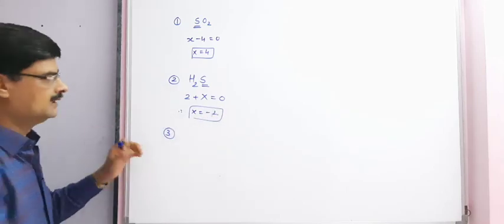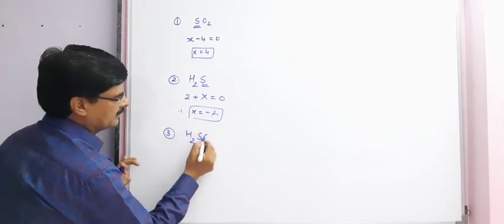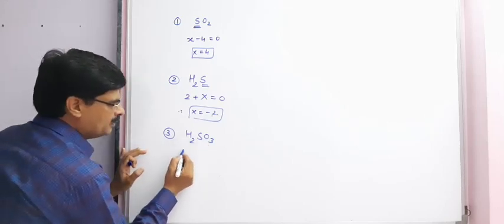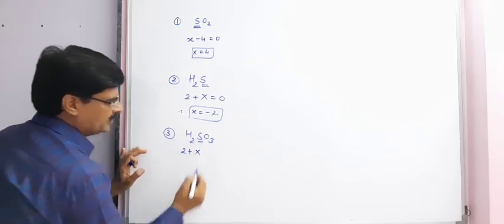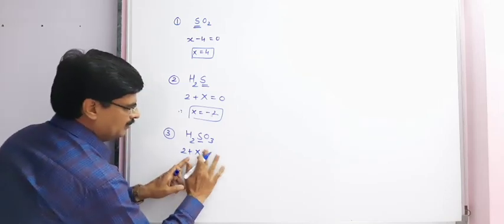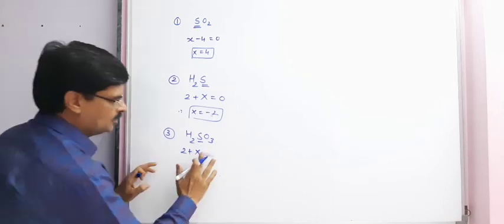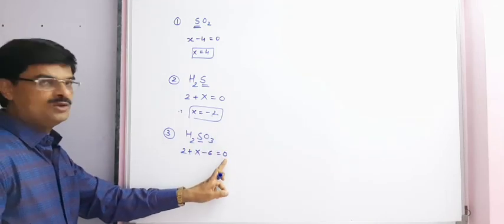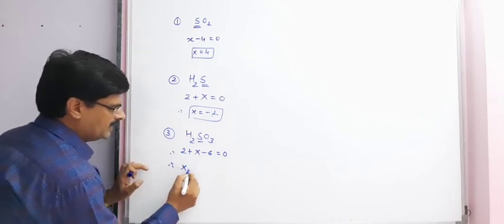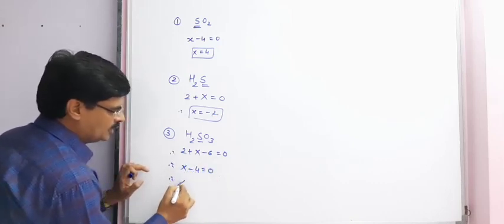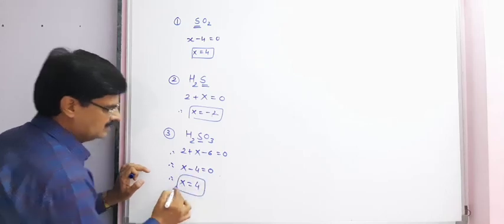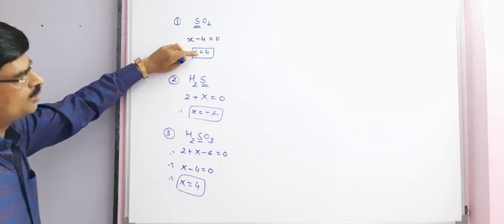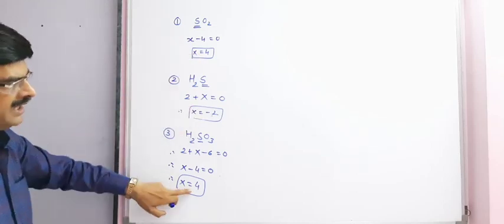Third example, H2SO3. Taking hydrogen to be +1, we get 2, plus for sulfur, say X. For each oxygen it is -2, so 3 times 2 is 6. Overall charge is equal to 0. So from this, X minus 4 is equal to 0. X is equal to 4. So the oxidation state or oxidation number comes out to be 4 again.